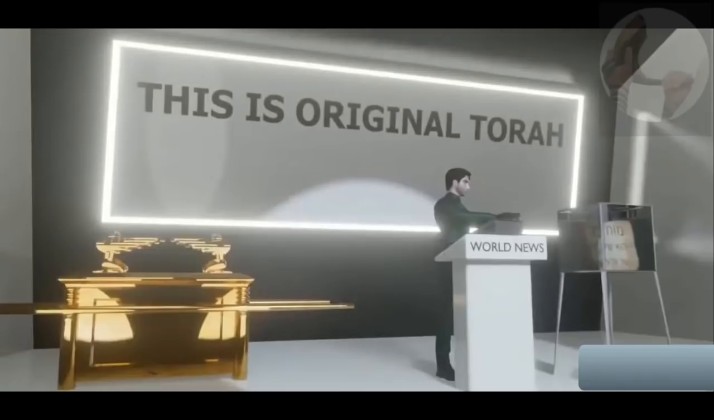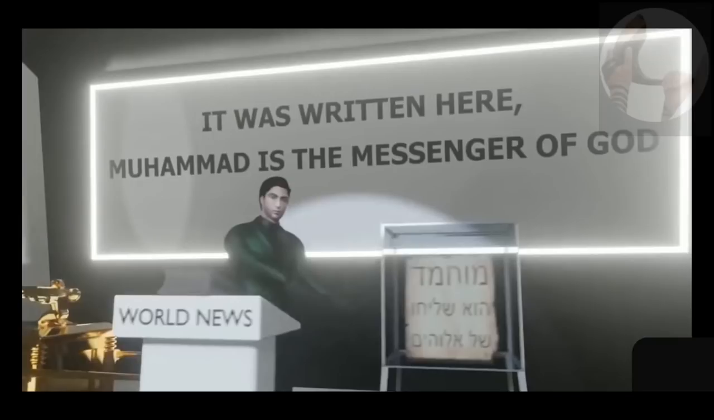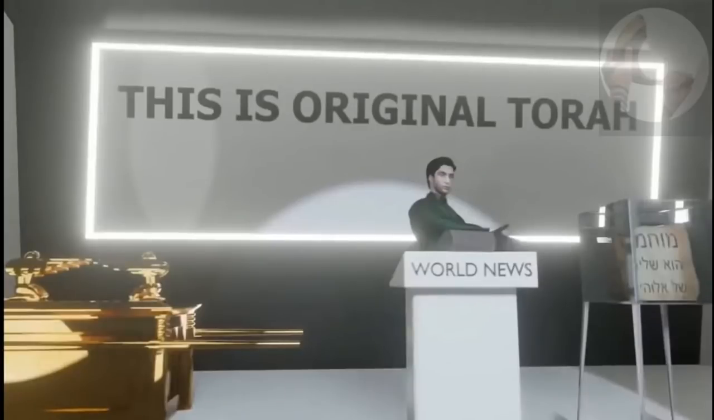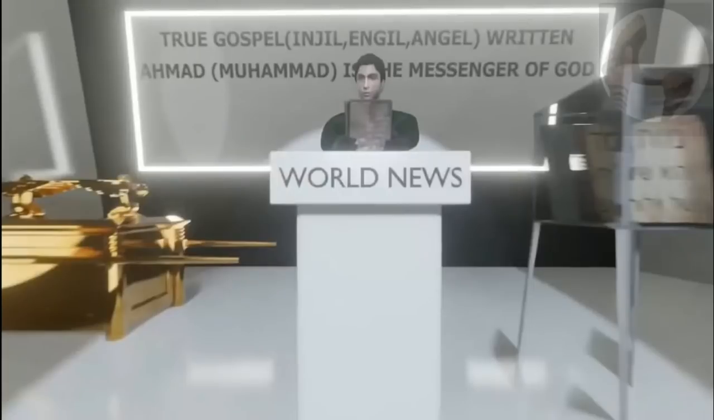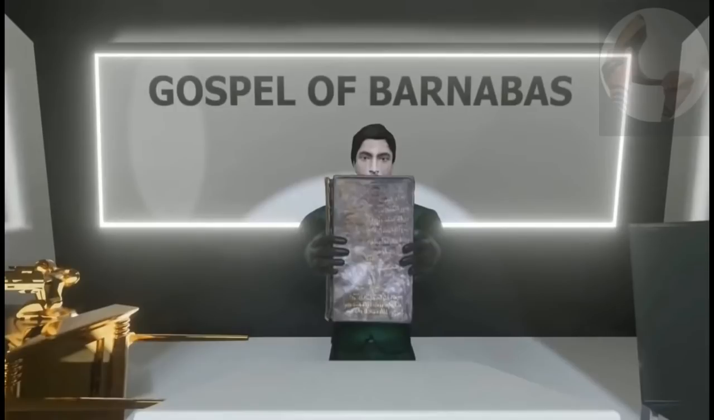that basically goes along with their teaching that in the original Torah, it states that Muhammad is the messenger of God. So this is the spirit of Antichrist, and you can see the Mahdi holding a press conference, telling the whole world that this manuscript that's been discovered is the original manuscript, and it states that Muhammad is the messenger of God. So they will effectively convince the world that Muhammad is the true messenger of God, and that this document is the true Torah. Okay? The spirit of deception is the spirit of Antichrist. They'll convince the world that the information in the Gospel of Barnabas is true.